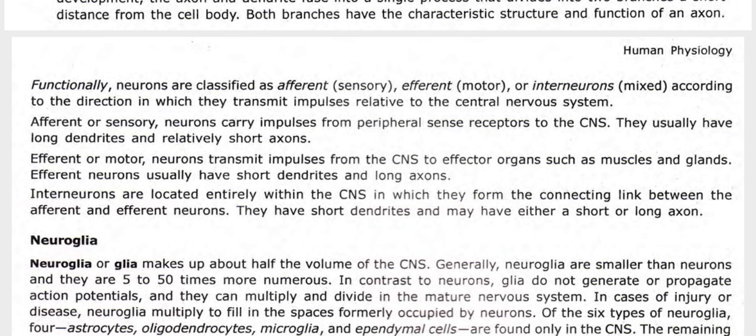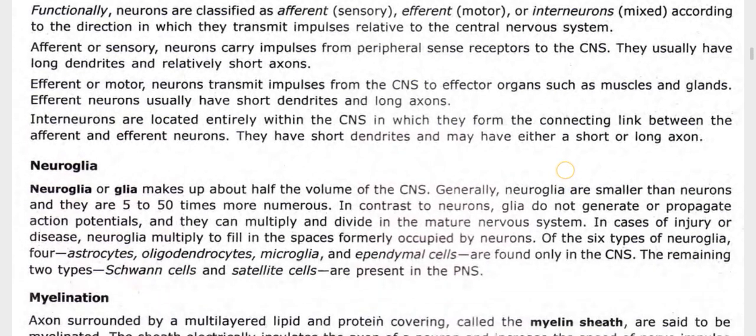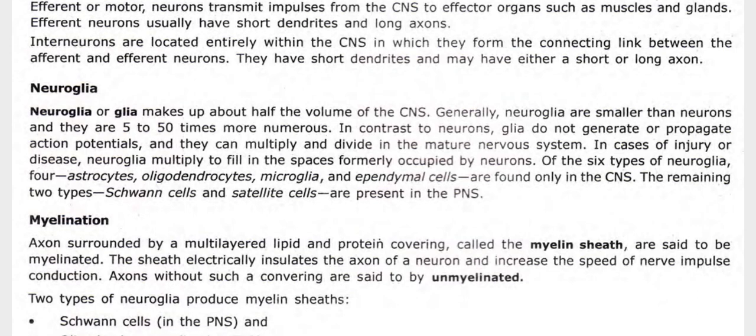Efferent or motor neurons transmit impulses from the CNS to effector organs such as muscles and glands. Efferent neurons usually have short dendrites and long axons. Interneurons are located entirely in the CNS, where they form the connecting link between the efferent and afferent neurons. They have short dendrites and may have either a short or long axon.